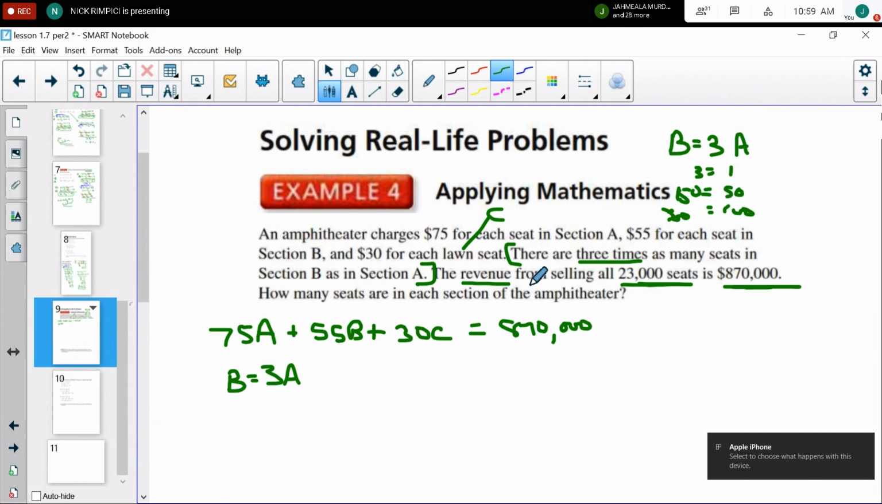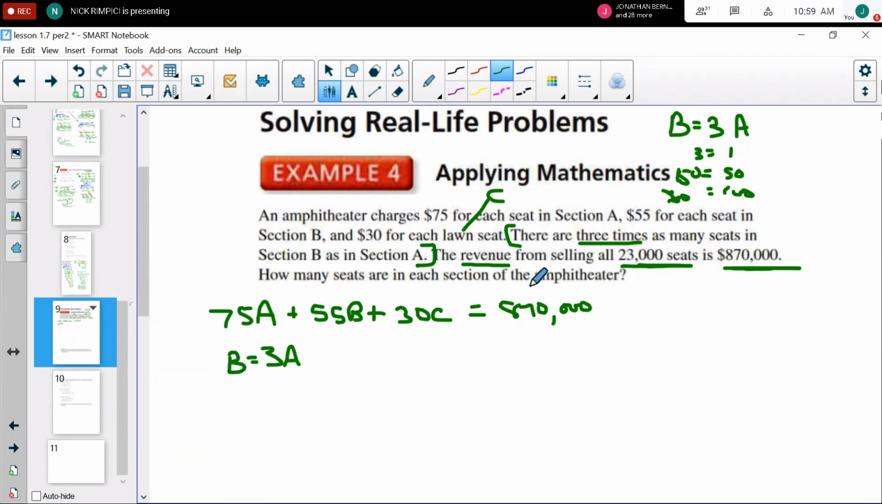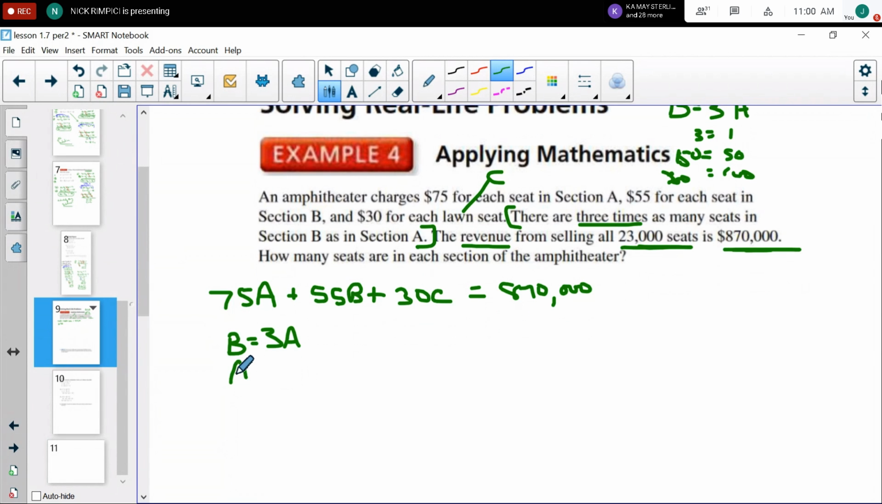Finally, the revenue from selling all 23,000 seats. So we know that in the whole theater, there are a total of 23,000 seats altogether, meaning that the seats in section A plus the seats in section B plus the seats in section C have to total up to 23,000, because altogether there are 23,000 seats inside this theater.